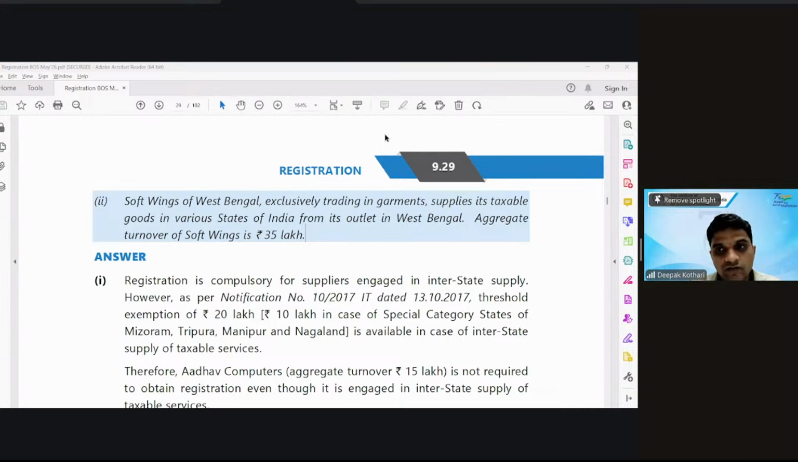Yes, he has to. Because of interstate supply of goods and there is no exemption, so he has to register. Where is 40 lakh mentioned in the question? 40 lakh is not mentioned. 35 lakhs is mentioned. 40 lakhs you have to apply because for goods the limit is 40 lakhs. Now you know which state has what limit applicable.